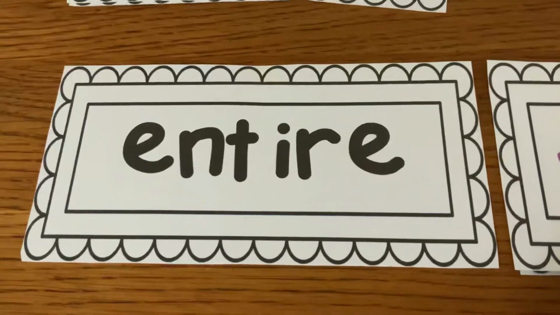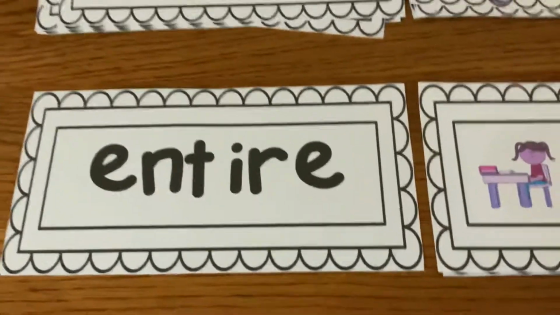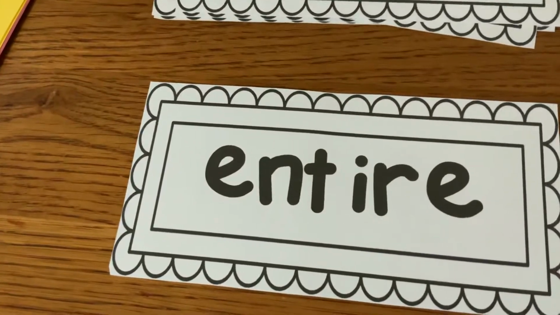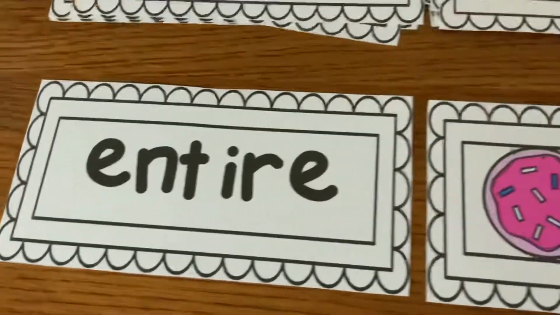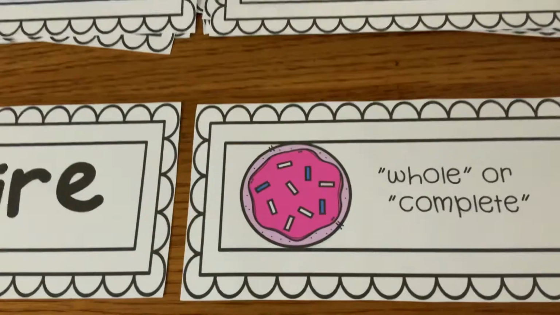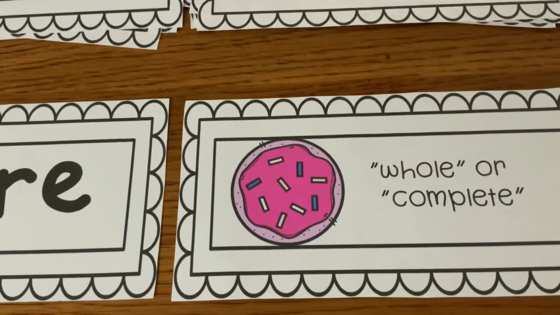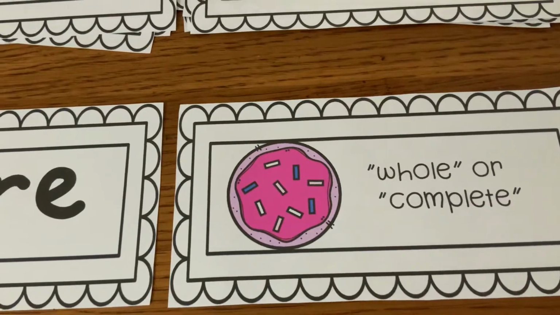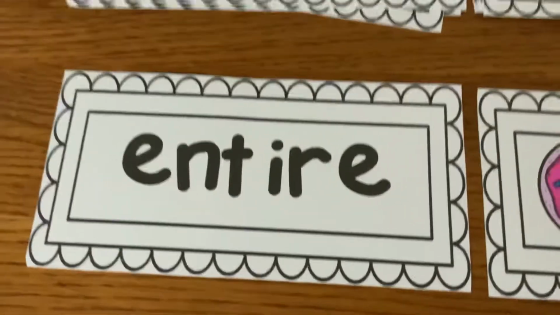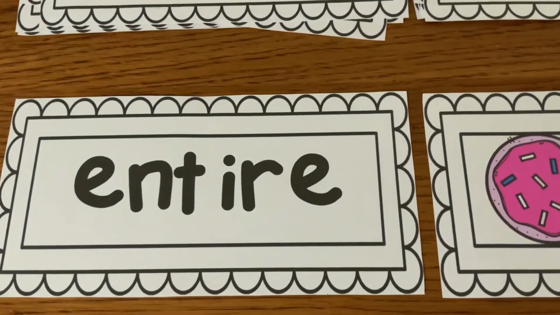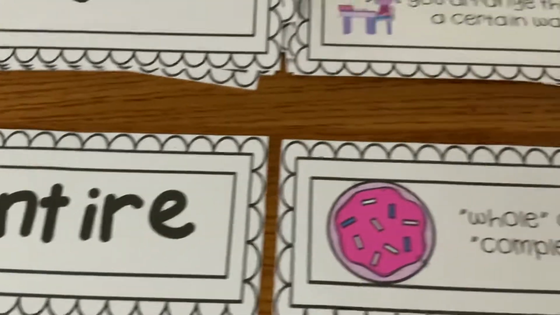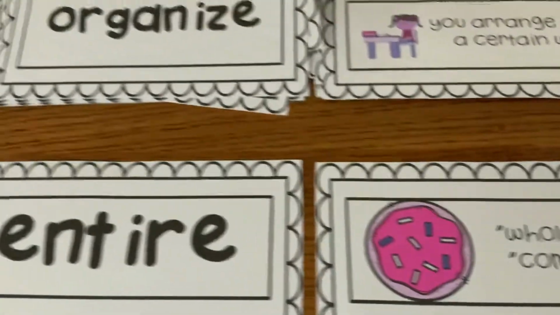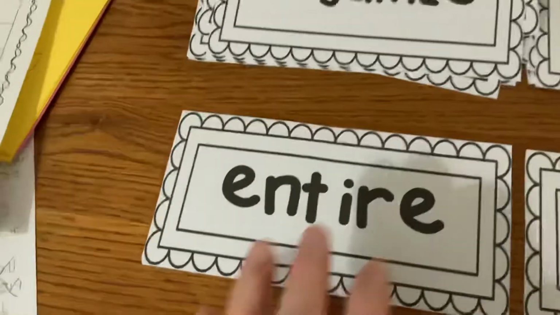Okay, the next word is entire. The entire thing. Did you eat that entire cake? Or did you leave a piece for your brother? So entire would mean the whole or complete. I ate the whole thing. I ate the entire thing. Okay, did you finish your homework? Yes, I did the entire homework. I did the whole or the complete homework. Okay, entire.